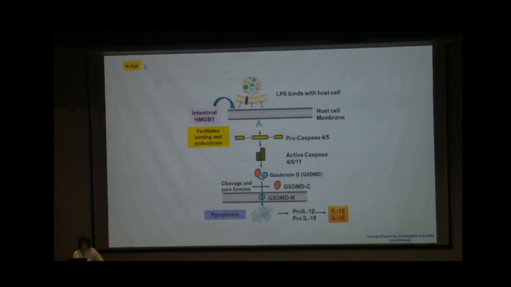In the gut, how does it start? Even in a healthy gut, we face a lot of bacteria every day. So this is the microbiome, and LPS, which is the E. coli Gram-negative cell wall component, binds to the host cell with the intestinal HMGB1. HMGB1 is produced by the liver and the spleen, but the intestinal HMGB1 helps bind LPS to the host cell membrane. It facilitates the binding and also the endocytosis.